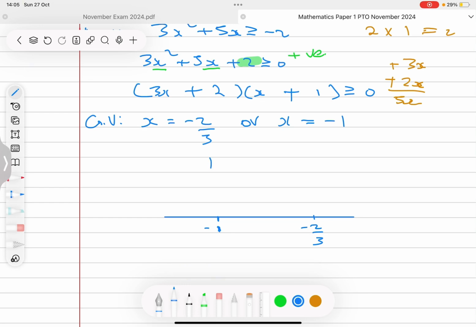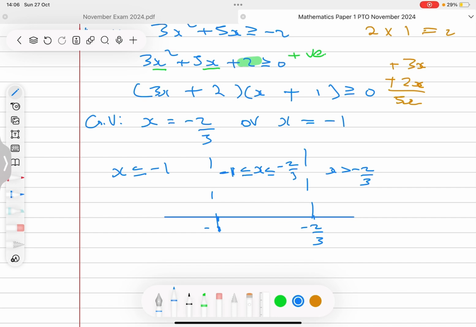Now this means at this stage I have 3 intervals. Here we're looking at the values of x that are less than or equal to -1. Here we're looking at the values of x that are between -1 and, with an equal sign here, less than or equal to -2/3. This side we're looking at the values of x that are greater than -2/3.